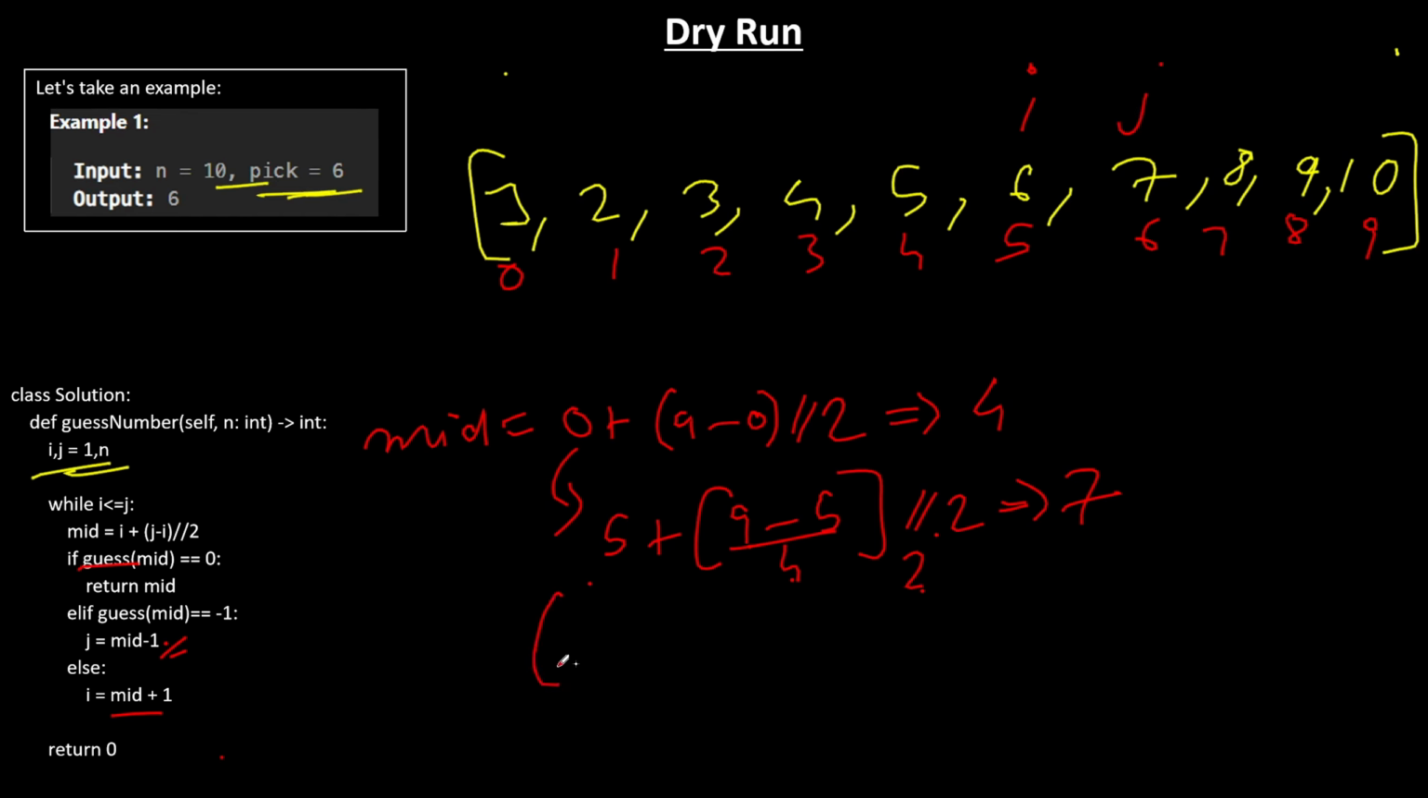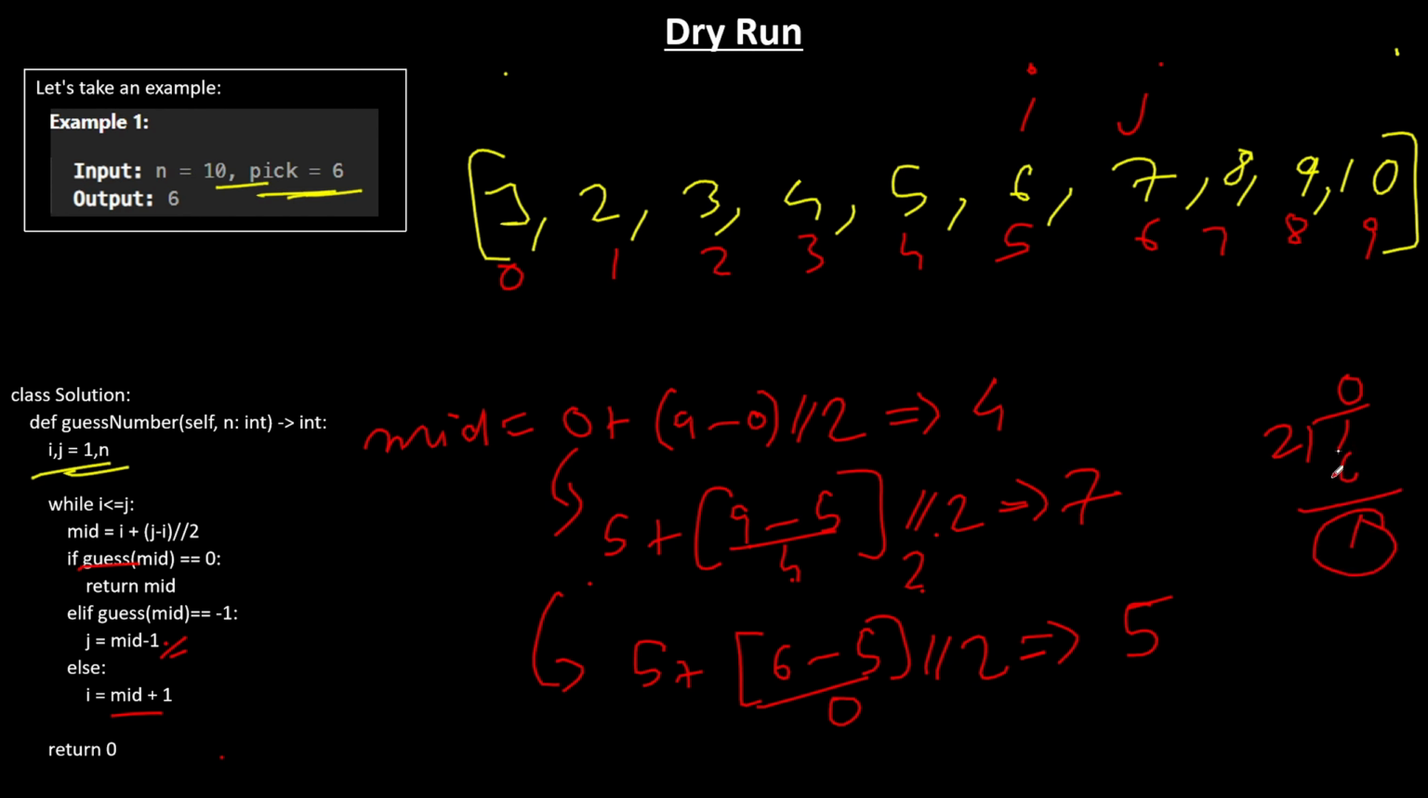Again the calculation will be done the third time. Here it will be 5 plus (6 minus 5) divided by 2. What will the output for this be? 6 minus 5 gives me 1, and 1 divided by 2 is 0, and 0 plus 5 gives me 5. So we get 5 as the output. So mid value is this. This will be passed into the guess function and it will return 0 this time because 6 matches the picked value. So we'll return mid, which is basically the fifth index, and so this will be our complete dry run of the problem.